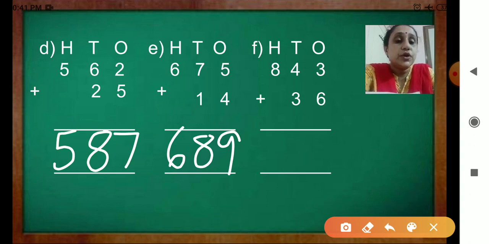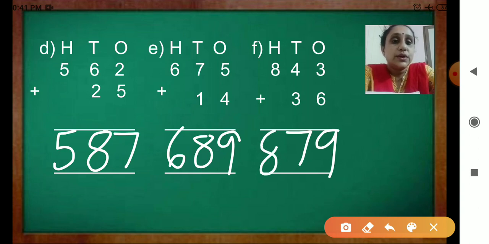Now 843 plus 36. 3 plus 6, yes, start counting. 9, correct. 4 plus 3, 7, and 8 will again come down. Now see, check the numbers. Have you written correctly or not? Okay.